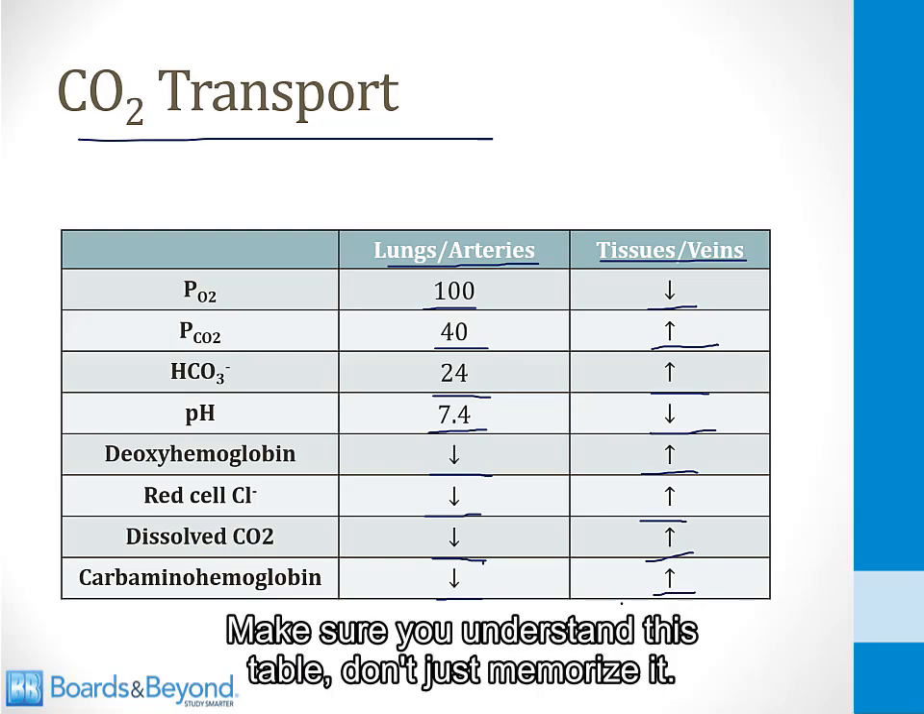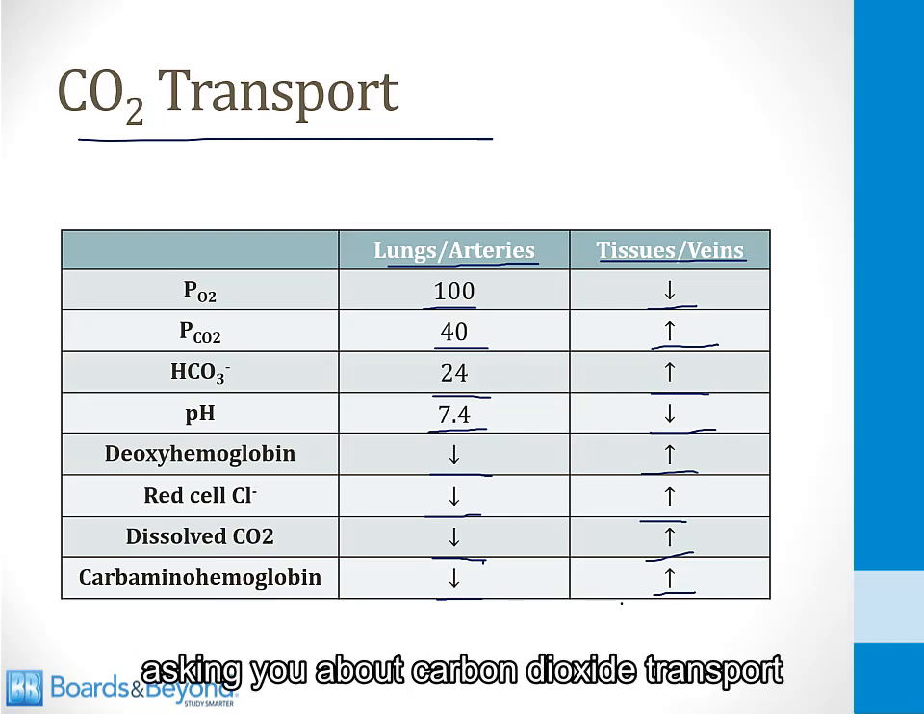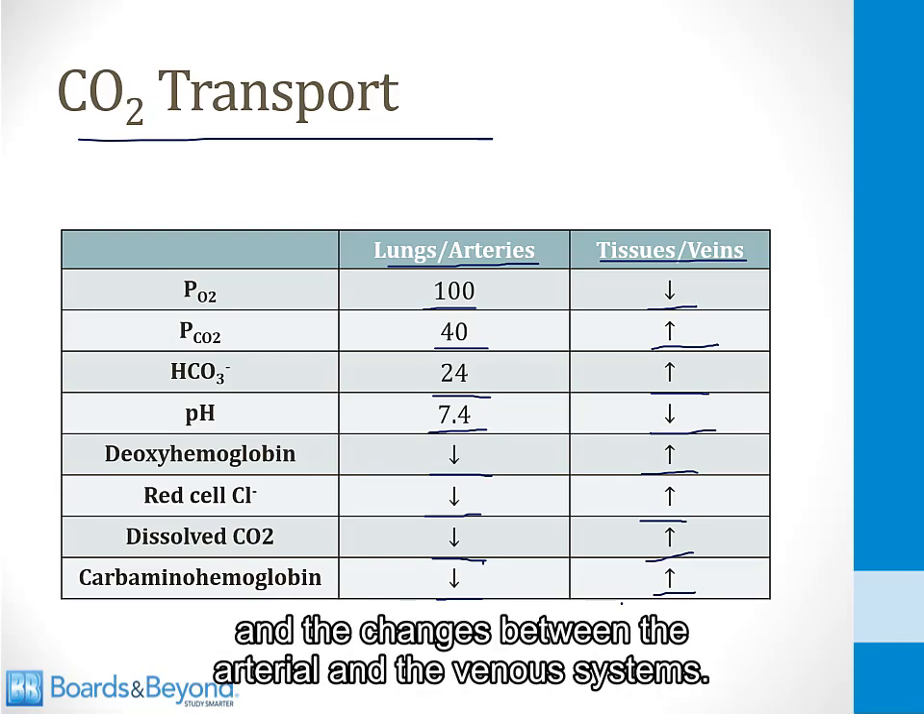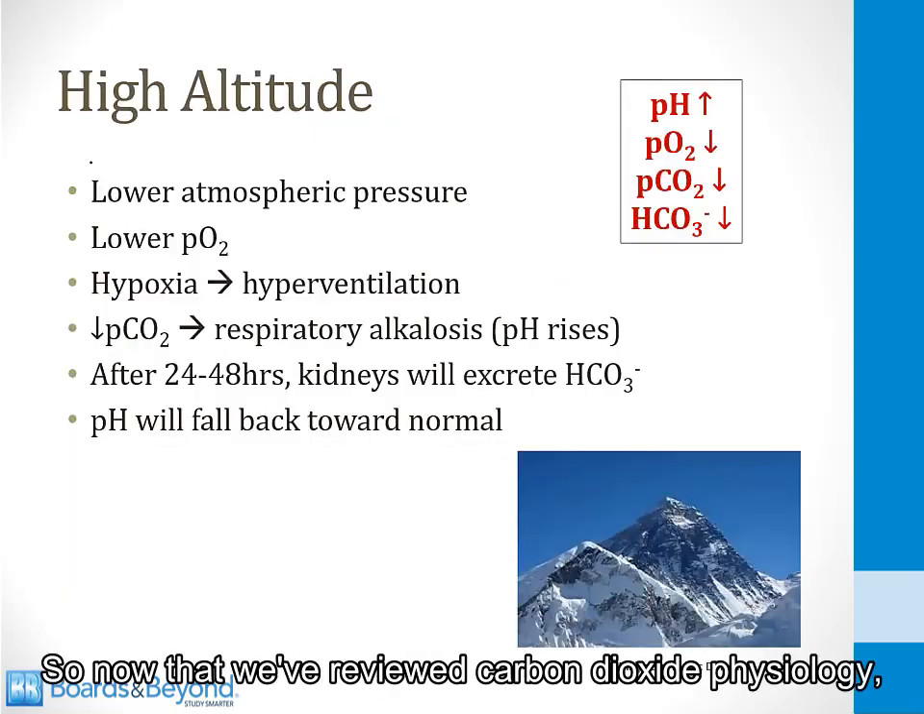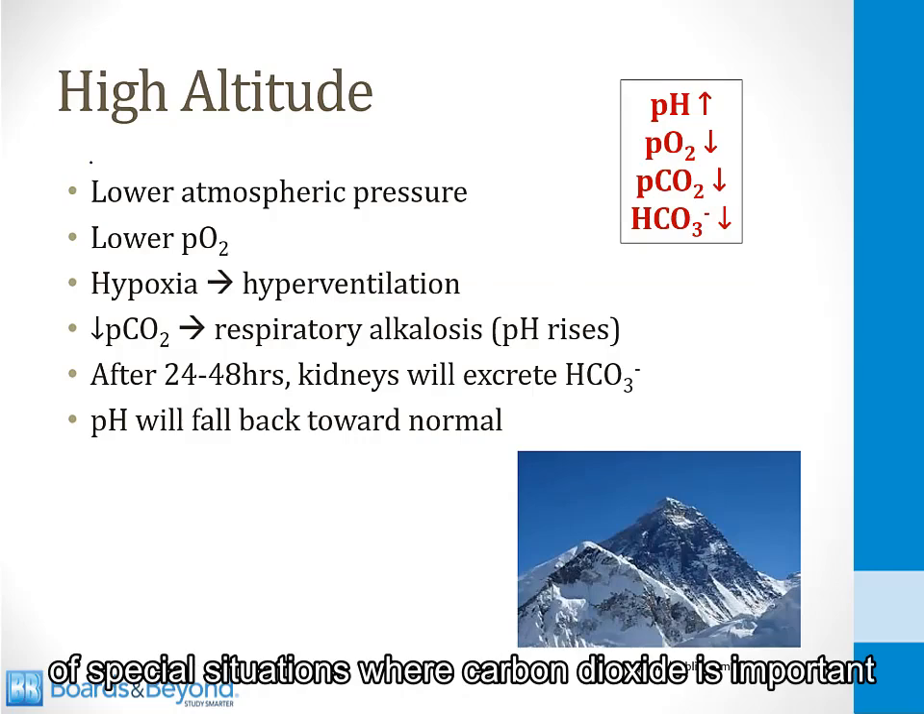Make sure you understand this table, don't just memorize it. This is the basis of many Step 1 questions asking you about carbon dioxide transport and the changes between the arterial and the venous systems. So now that we've reviewed carbon dioxide physiology, I'll finish this video by going through a couple of special situations where carbon dioxide is important.